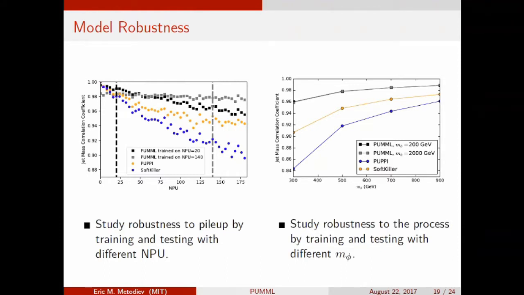And you can see on the left, training on samples with 20 Pileup vertices, you get the low Pileup region well, but you also do better than the competition on the entire space that we explored. And similarly, if you train in the high Pileup region, you still do rather well all the way down into the low Pileup region.